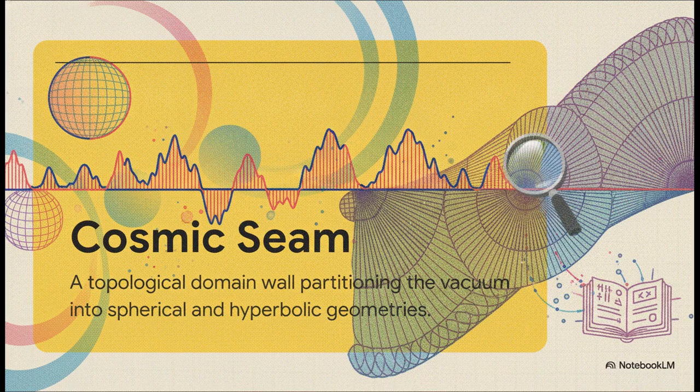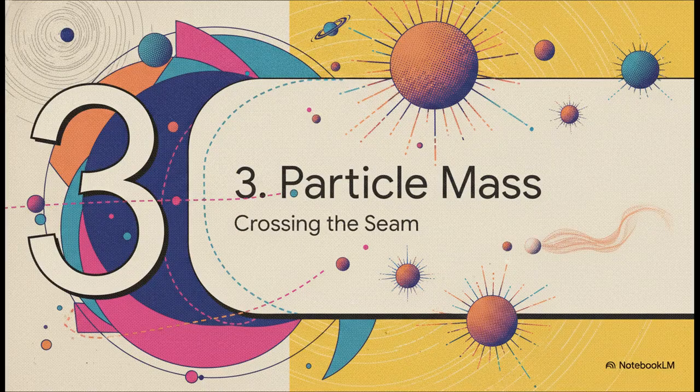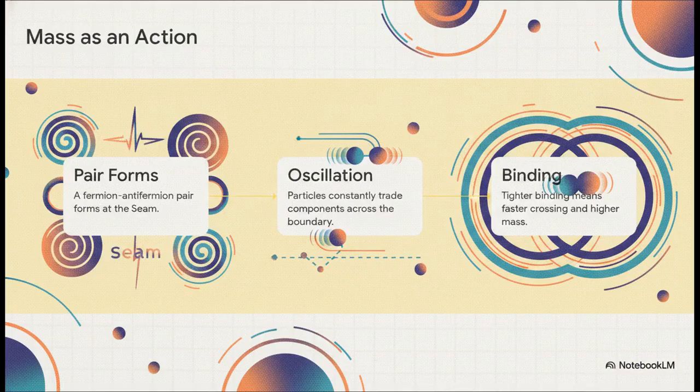And the universe is meticulously keeping track of absolutely everything crossing this wall, using a sort of topological ledger, which ensures that energy and momentum are always perfectly conserved. Moving to Part 3, how particles get mass by crossing the seam. So you're probably wondering, how does a geometric boundary actually give particles their incredibly varied masses?